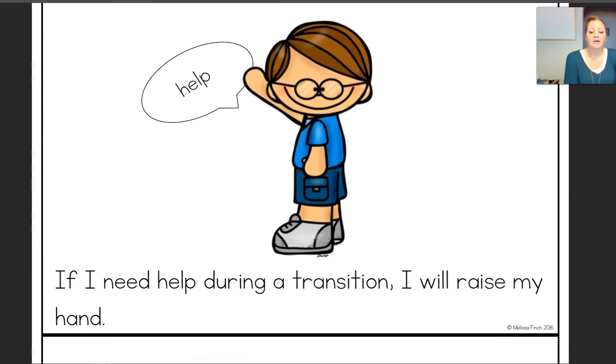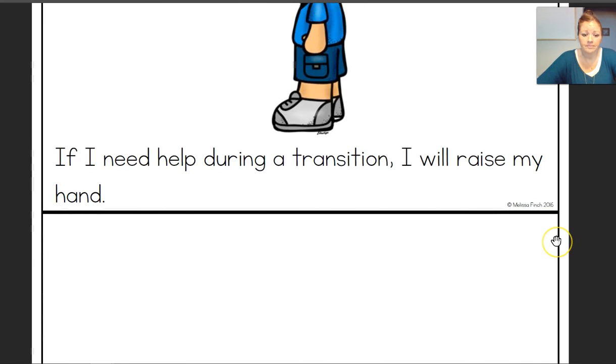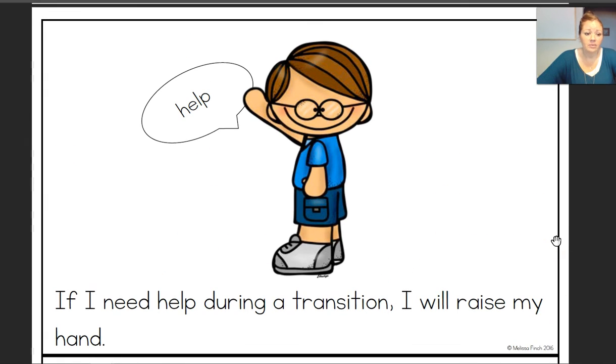If I need help during a transition, I will raise my hand. Do you remember from last week? If you need something and you want the teacher's attention, you raise your hand. If you need help, I need Miss Amy, Miss Amy will be there. Just raise your hand. Okay, that's the end of our book that we are reading today.